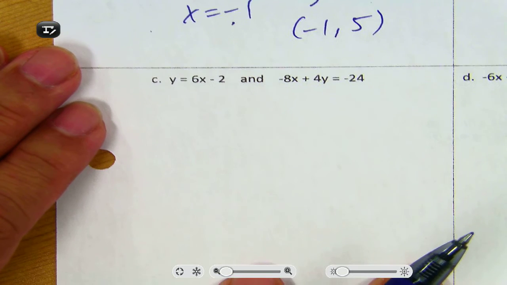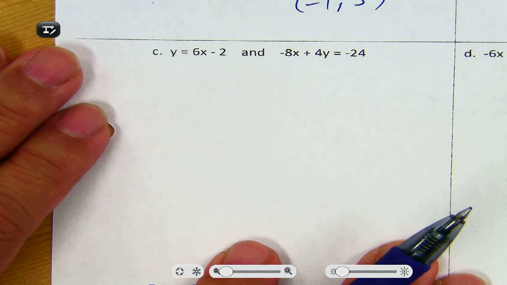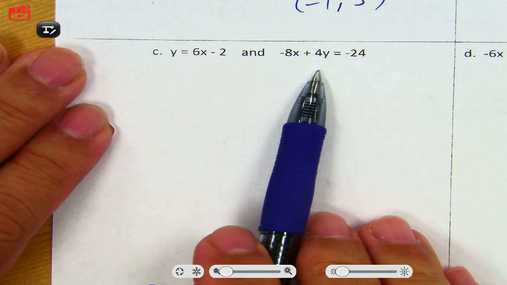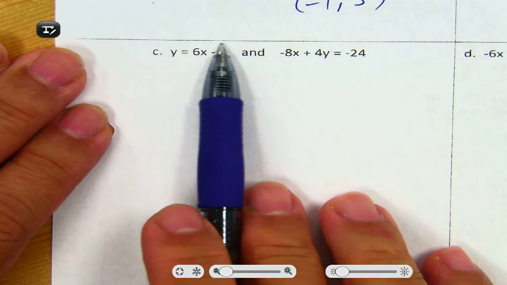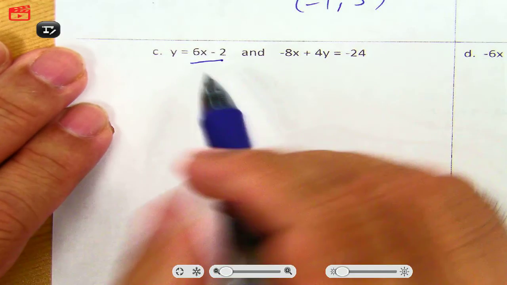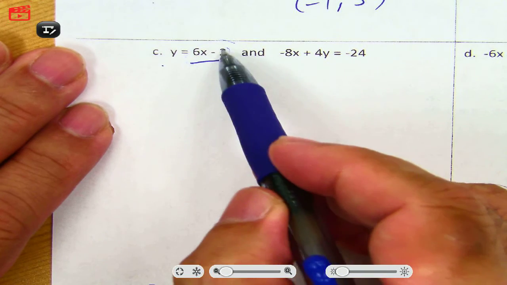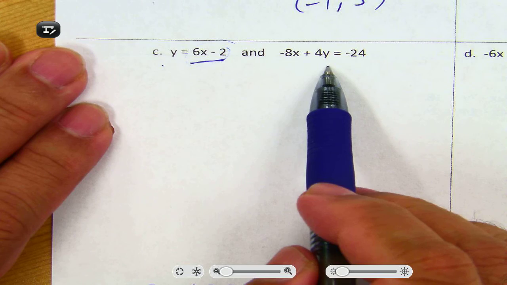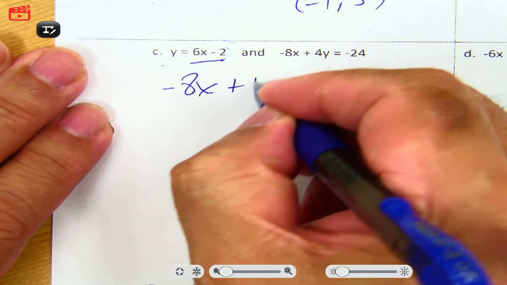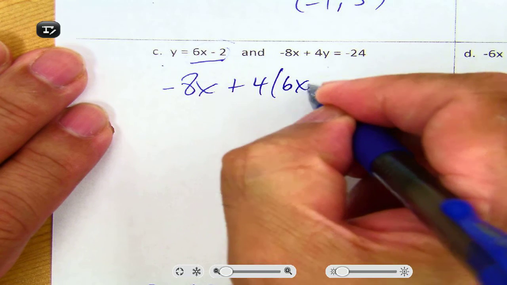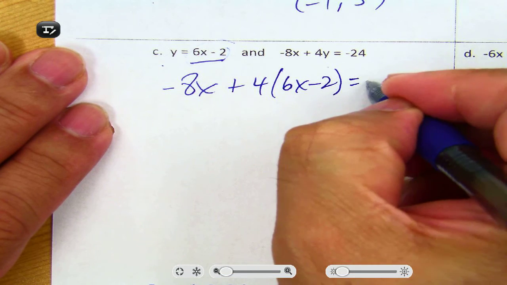Look at C. This one is not solved for y, but you can still use it. So what I'm going to do is take the one that is solved for y, and this means y is equal to 6x minus 2. So I'm going to replace the y with 6x minus 2. So it's negative 8x plus 4, parentheses 6x minus 2, equals negative 24.